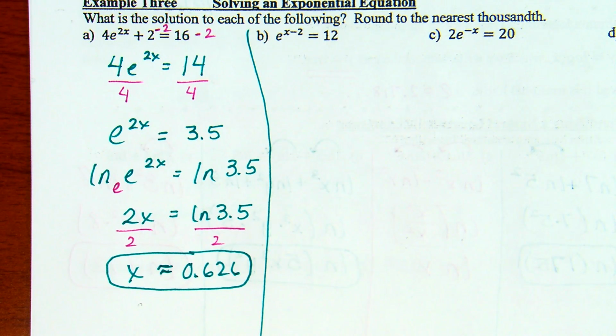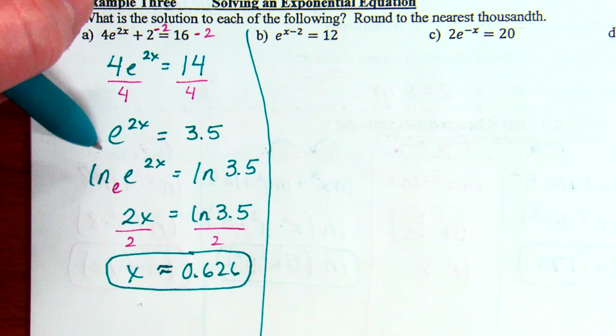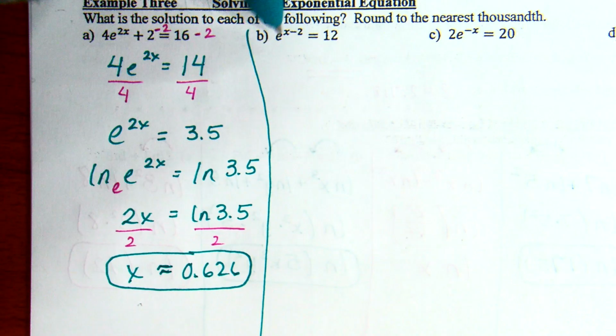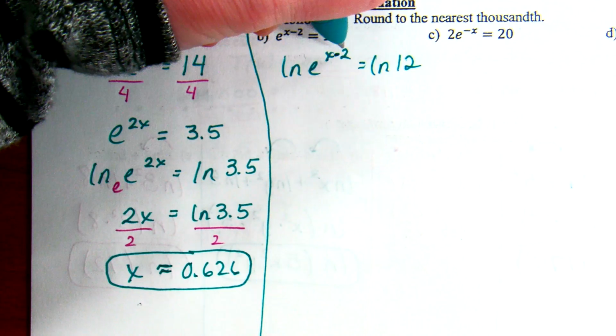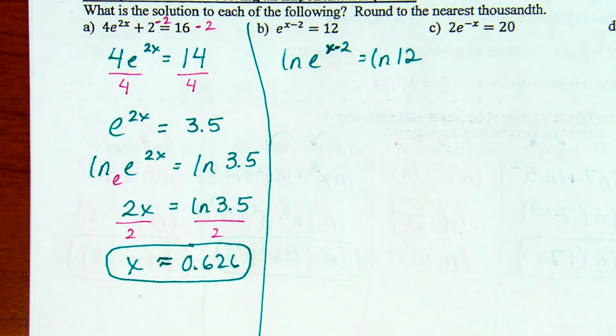Allie? Could we go ahead and take the natural log? I mean, last time our job was we had to get e to the power by itself first, right? So it took a couple of steps. This time, you have e to the power by itself. Yeah, it's e to the power of x minus 2, but that's by itself, so we can jump right into take the natural log of both sides. So natural log of e to the x minus 2 equals natural log of 12.